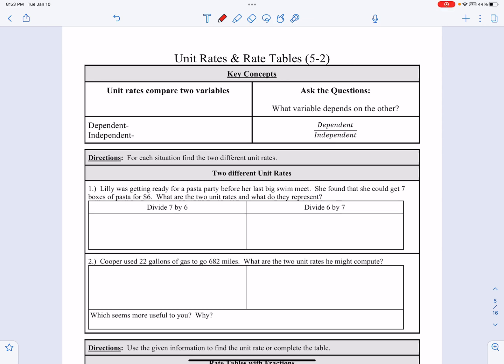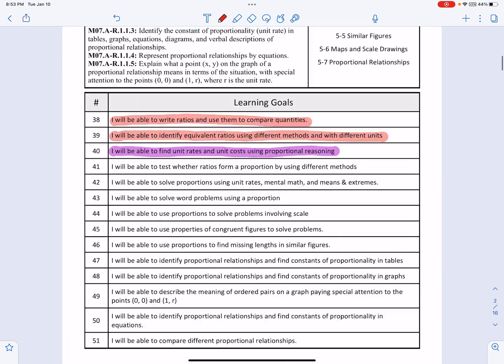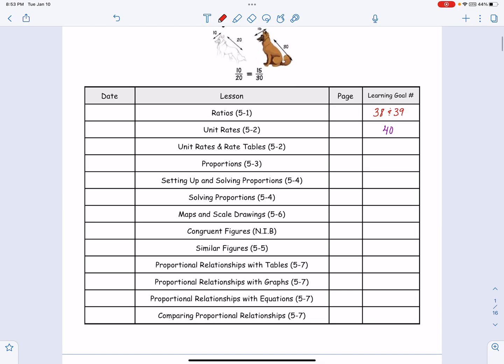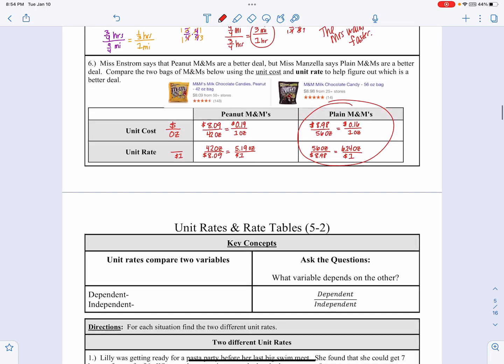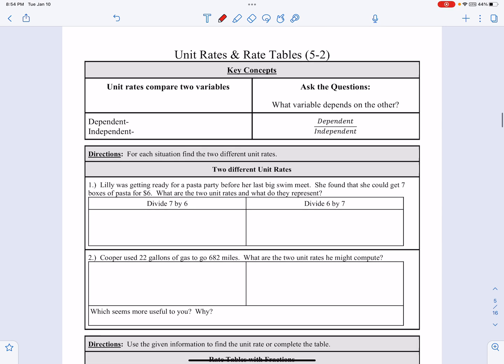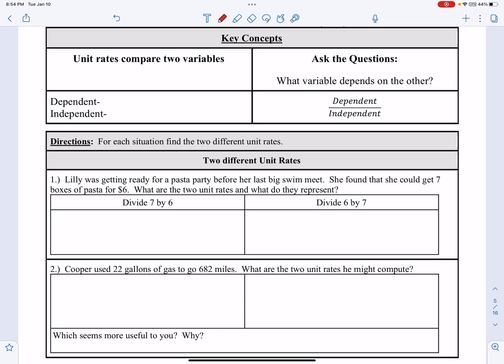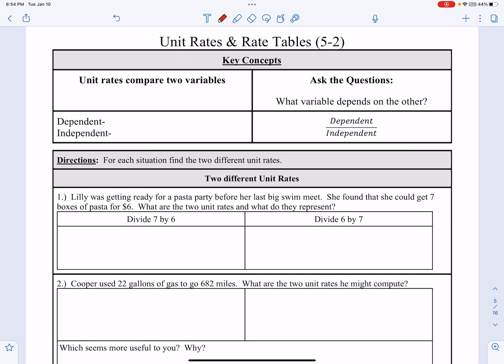All right, let's go ahead and take a look at your next lesson, which is on unit rates and rate tables. Head up to the top here, your table of contents. We're still working on learning goal number 40, which says you can find unit rates and unit cost using proportional reasoning. So we're not quite getting into solving proportions the way that you'll typically do it, but we're going to start getting into having a good number sense on how that works.